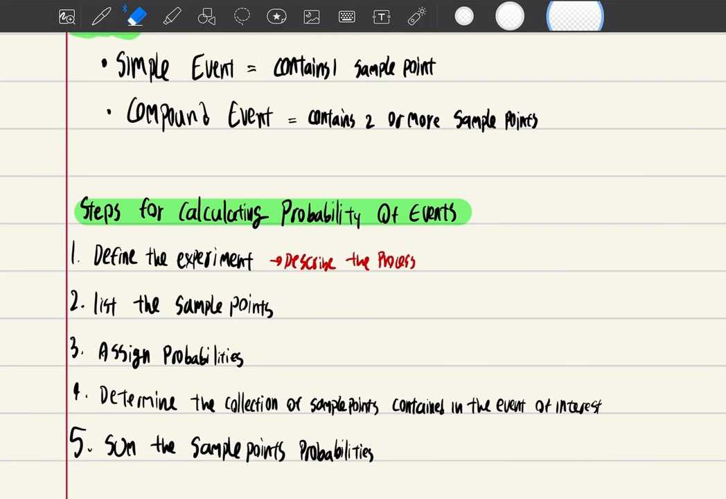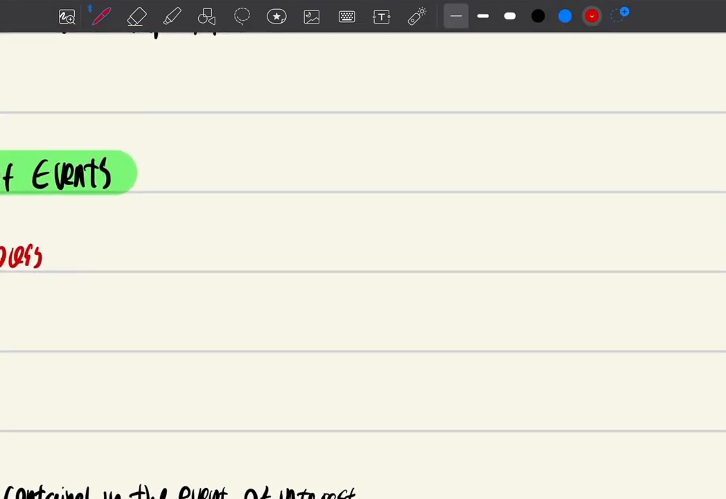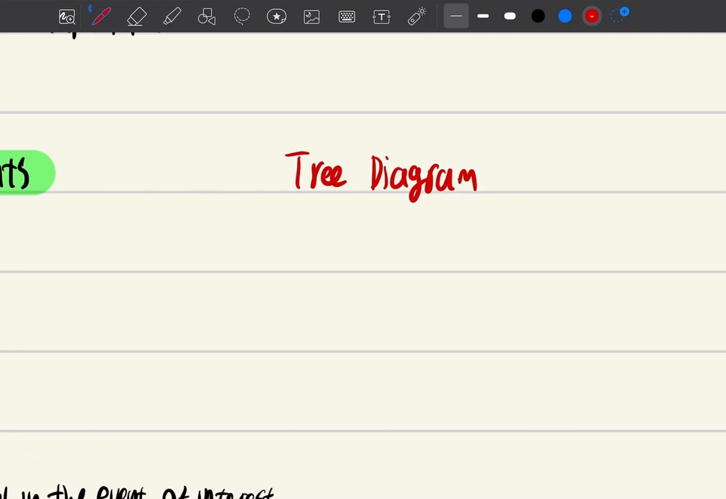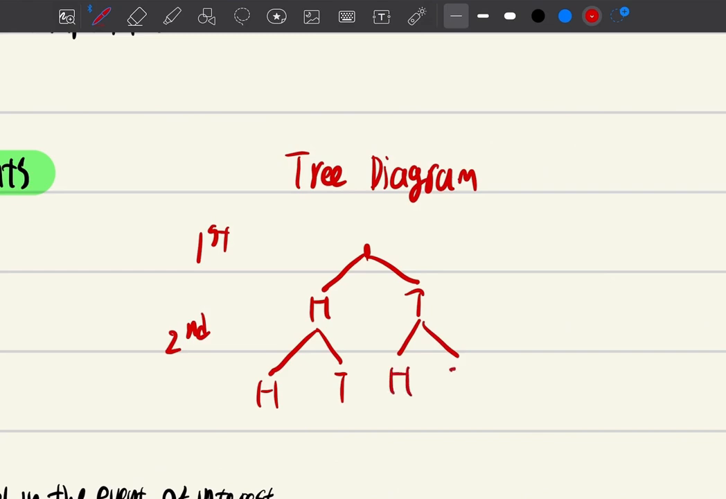To list it, we have two ways to visualize the sample space. First, tree diagram. So for example, we're going to flip one coin 2 times. The first time can be either head or tail, and the second time can be either head or tail, and head or tail either.